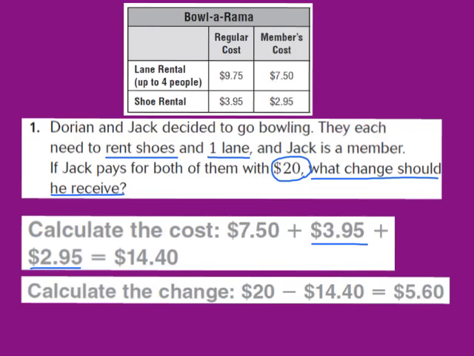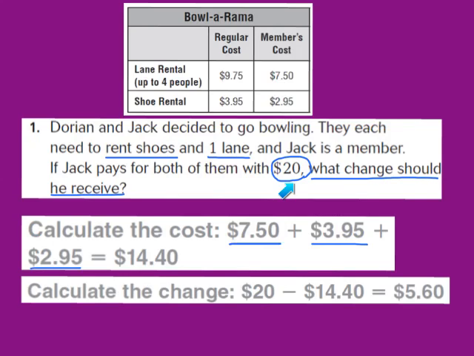Now we also know that they're renting one lane. And because Jack is a member, the member's cost to rent a lane is going to be $7.50. So that's where the $7.50 comes from. Now, to calculate the cost, we're going to add the $7.50, which is the member's cost for the lane rental. We're going to add the $3.95, which is the non-member, the regular cost of shoe rental. And we're also going to add the $2.95, which is the member's cost for shoe rental. So when we add those numbers together, the sum turns out to be $14.40.